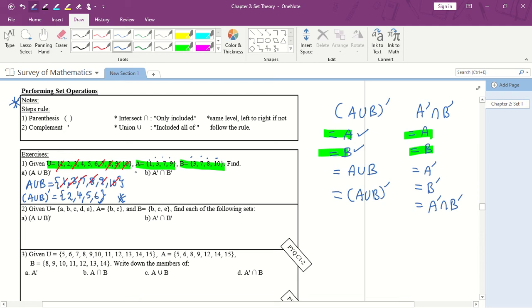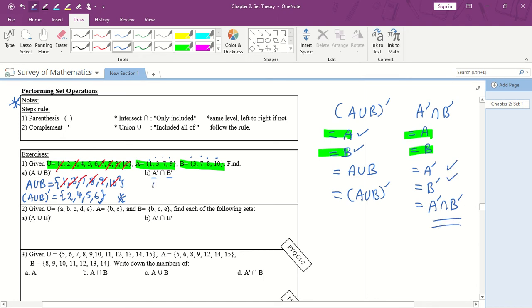That's all for this A. And for B, remember A prime intersect B prime. Don't be amazed by that, okay? We start by searching for what is A prime first, then find what is B prime, then we find the intersection. Just like the steps here on the right side: A prime, B prime, then find what is A prime intersect B prime.